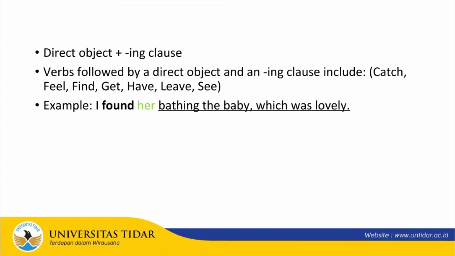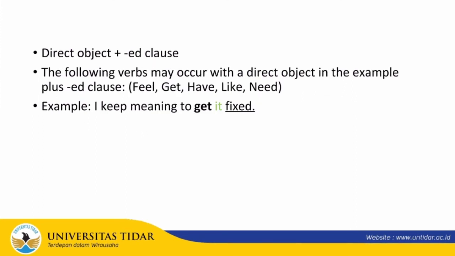And the next part is direct object plus ing clause. Verbs followed by a direct object and an ing clause include such as catch, feel, find, get, have, leave, see. The example: I found her petting the baby, which was lovely. The next part is direct object plus ed clause. The following verbs may occur with a direct object, in the example, plus an ed clause, such as feel, get, have, like, need. Example: I keep meaning to get it fixed.